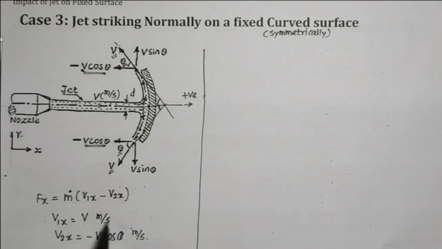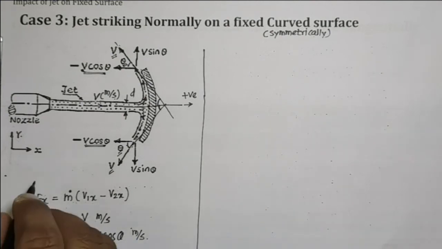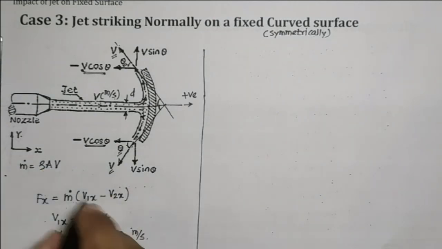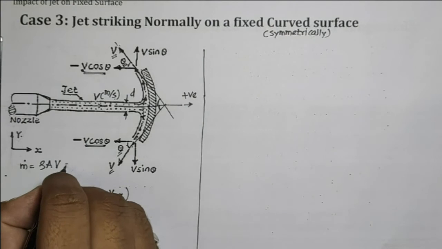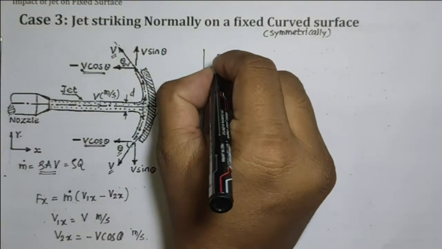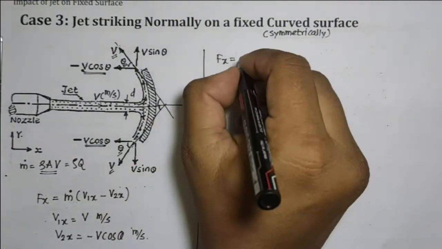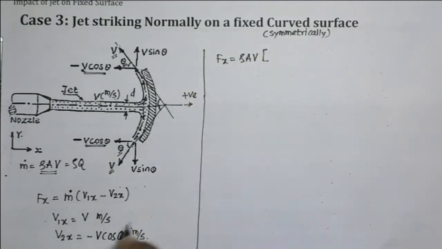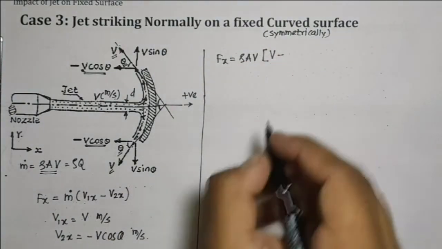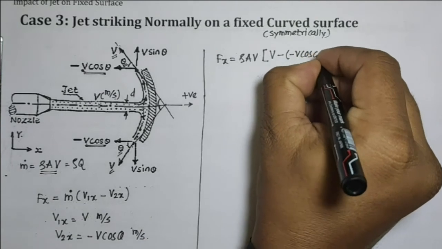So we can put these values in this equation. Before that, the mass flow rate m dot is equal to rho a v, and a v is nothing but Q. So we can also write this as rho Q. We will prefer this type of equation so that we can modify it in a proper manner. So Fx is equal to m dot, which is rho a v, times (v1x, which is v, minus v2x, which is minus v cos theta).